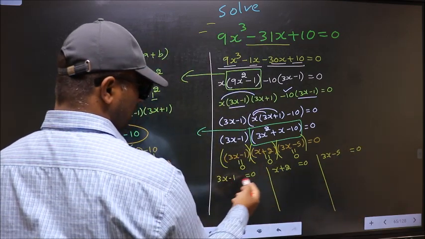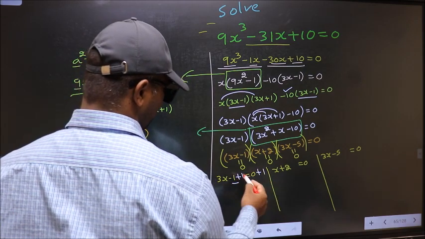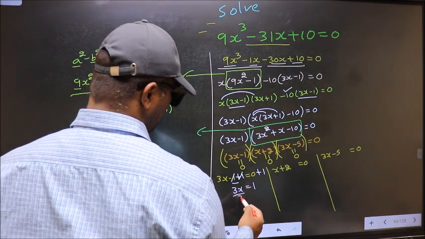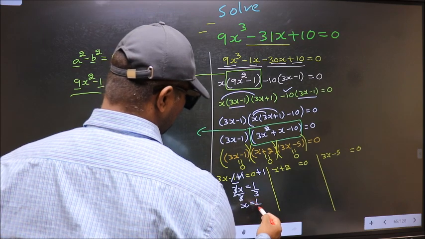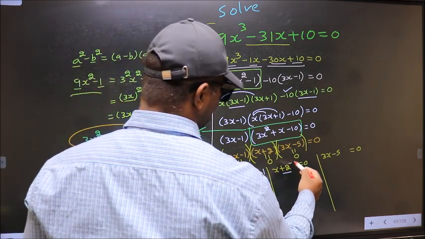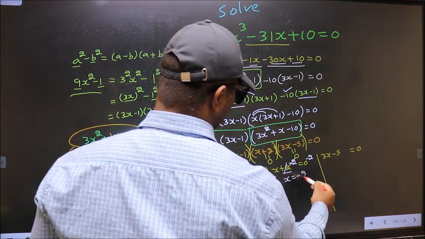Now to get x value from here, I should remove -1, so add 1. You get 3x = 1. Now I should remove 3, so divide by 3. You get x = 1/3. Now here I should remove +2, so subtract 2. You get x = -2.